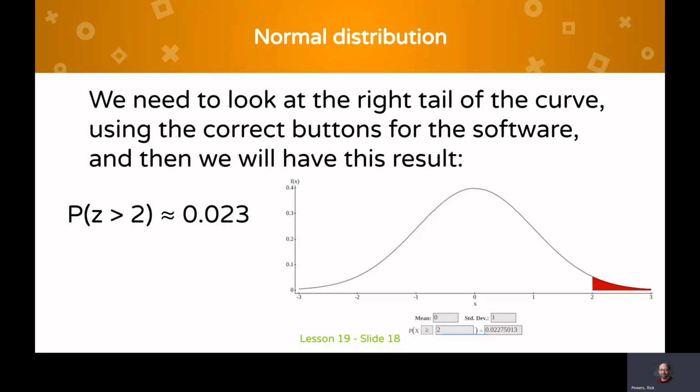We need to look at the right tail of the curve using the correct buttons for the software, and then we will have this result. The probability that z is greater than 2 is approximately 0.023. You can see the graph there, the red section shaded in. And you see down below, this particular type of software shows the mean of 0, standard deviation of 1, probability that, in this case, x greater than 2 is equal to that number.